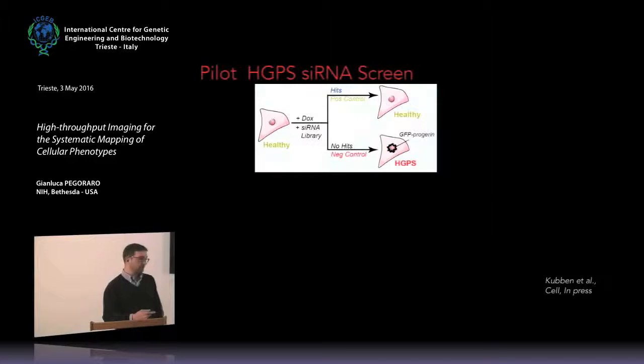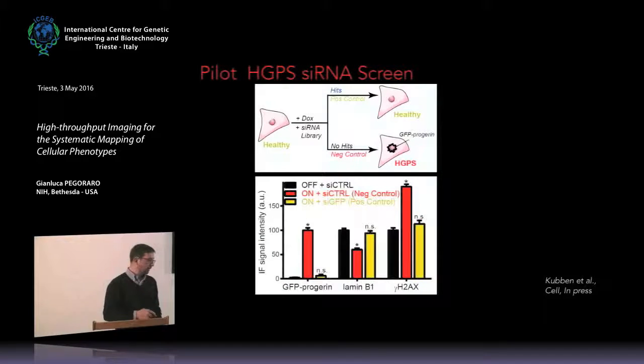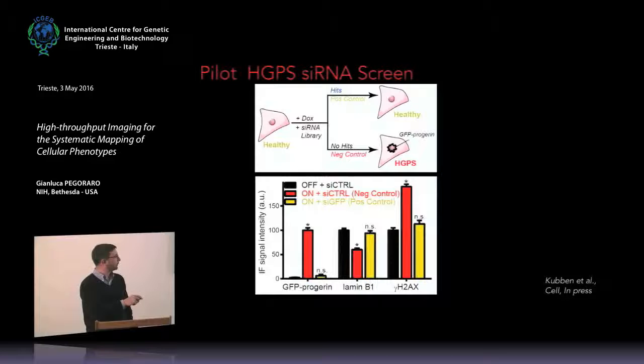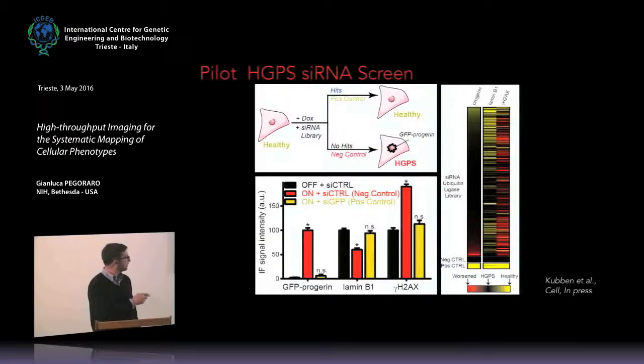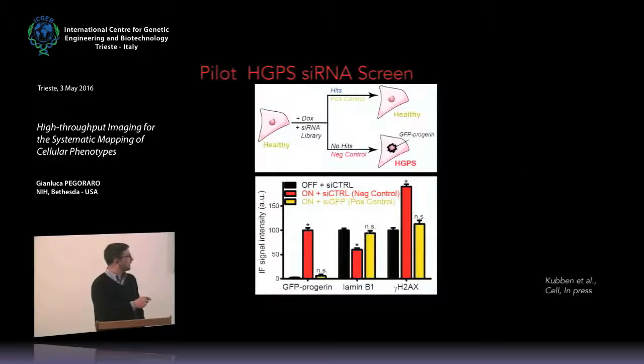Nard then decided to screen an siRNA library, and the idea here was to transfect cells and at the same time activate the production of GFP-progerin, and then look for factors that kept the cells in a healthy state. And this is just controls. This is just to show you that, again, he could induce progerin, and induction of progerin caused a decrease in lamin B1 levels, an increase in phosphorylated histone gamma H2AX, and a positive technical control, siRNA against GFP, which leads to the silencing of GFP-progerin itself, could suppress this phenotype.